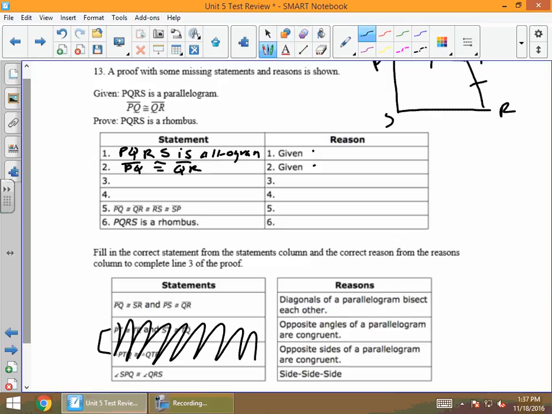What do we know about a rhombus? What about all the sides? All the sides are the same. So would it make sense to talk about angles? No. So the first one makes the most sense. The two middle ones are talking about T. That bottom one's talking about angles. We only care about sides. So that's going to be our statement for number 3.